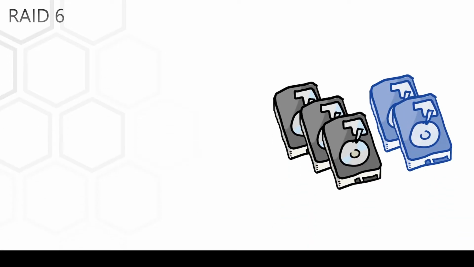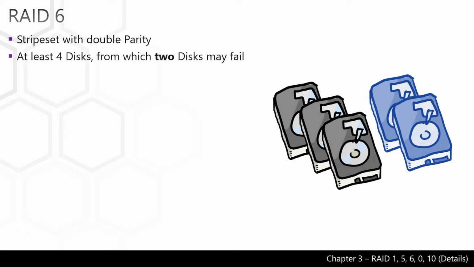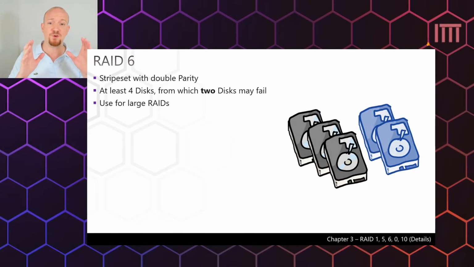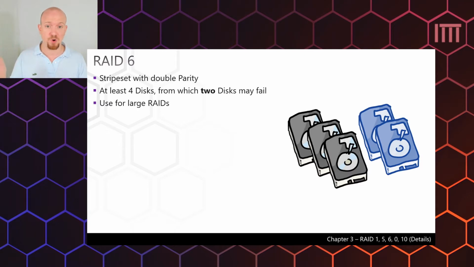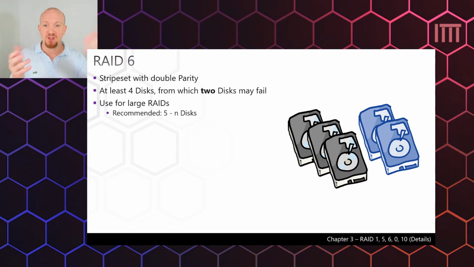RAID 6 is really similar to RAID 5, but you have 2 disks containing the parity information, so it's called a stripe set with double parity. You need at least 4 disks, from which 2 disks may fail. So you can use it for larger RAIDs containing more disks. I recommend using it for 5 and upwards disks.